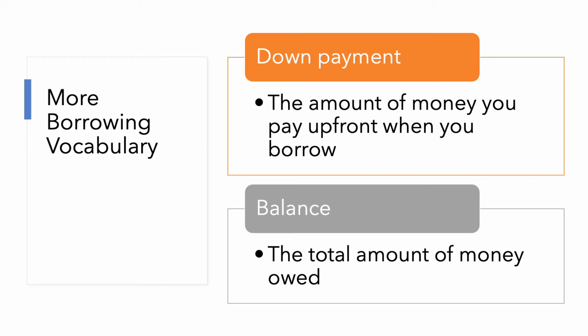For a house, for example, if you're buying a house, the house might be $500,000, and people often put 20% down. So they would put as a down payment $100,000. And so their balance without interest would be that $400,000. Balance can be defined with or without interest.